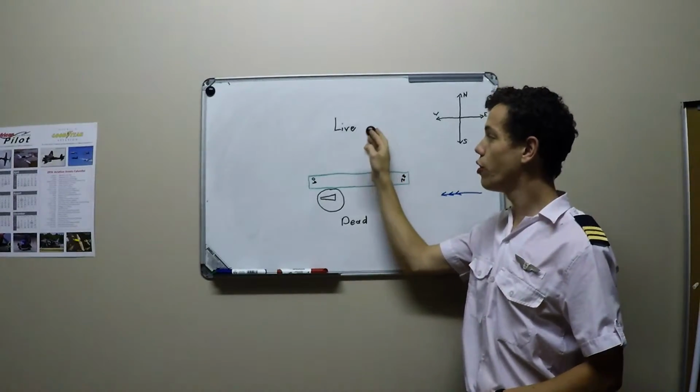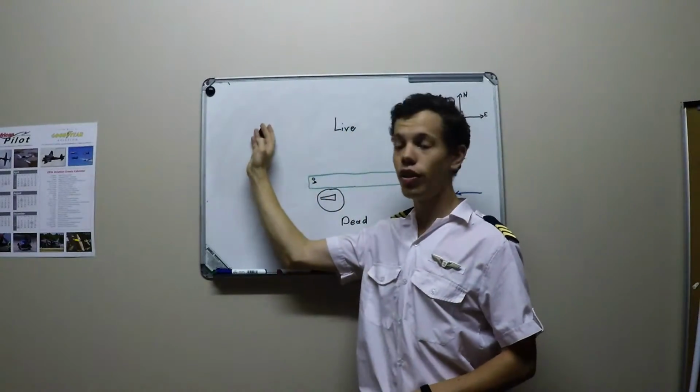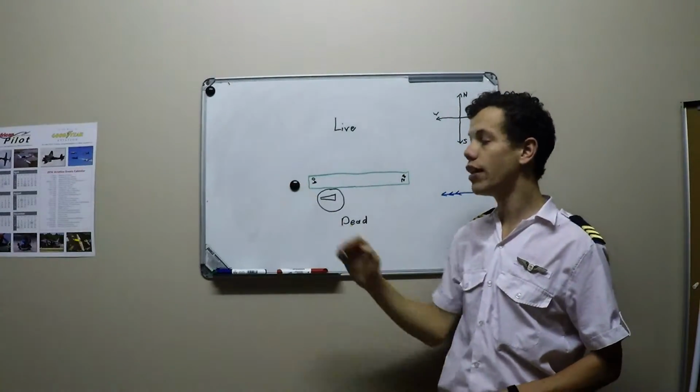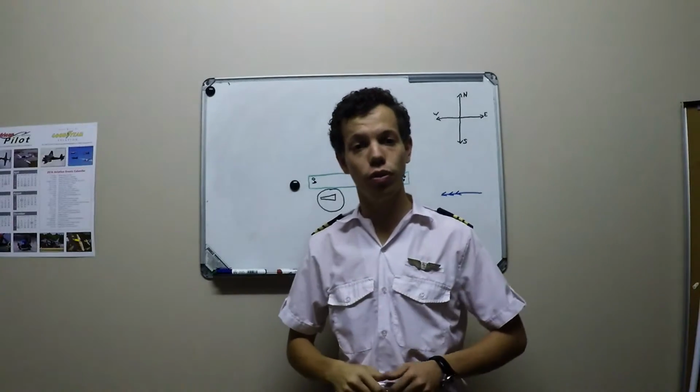From crosswind, we turn onto downwind as normal. From downwind, we turn onto a base, and from base, we turn onto final, and we land. And we land as normal.